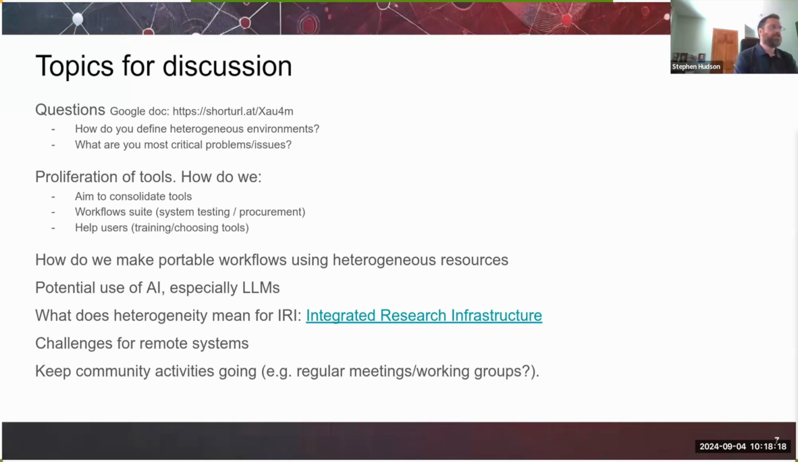Then, as William mentioned, potential use of AI, which is also used in different ways in workflows. And what does heterogeneity mean for the IRI program? Challenges for remote systems, I think, automatically come into this. And also, I want to keep community activities going. My proposal is something like regular virtual meetings, maybe once a month or something like that. So any ideas people have on that?